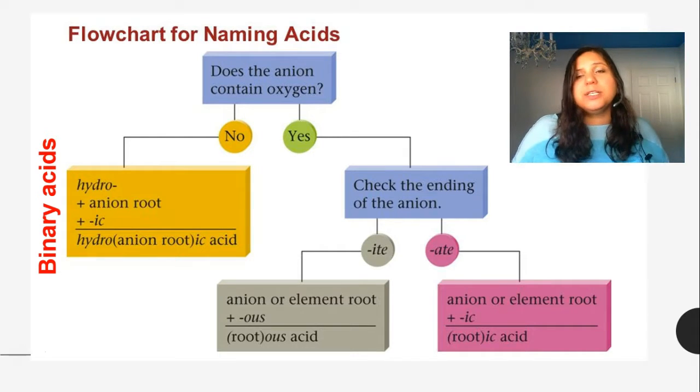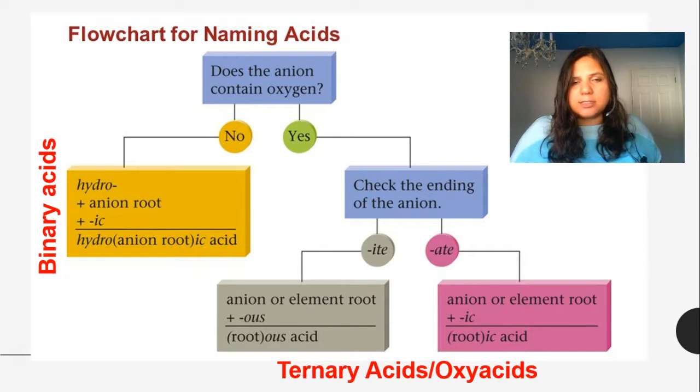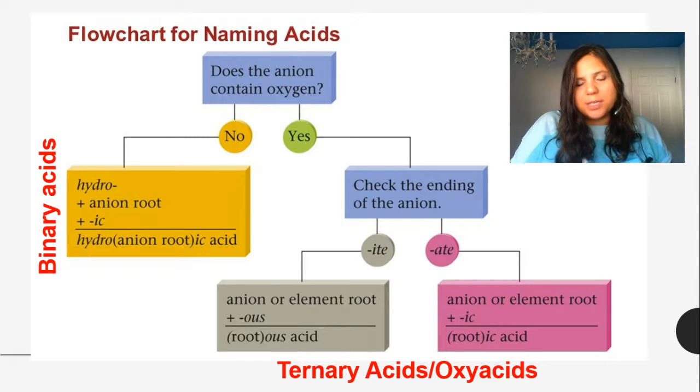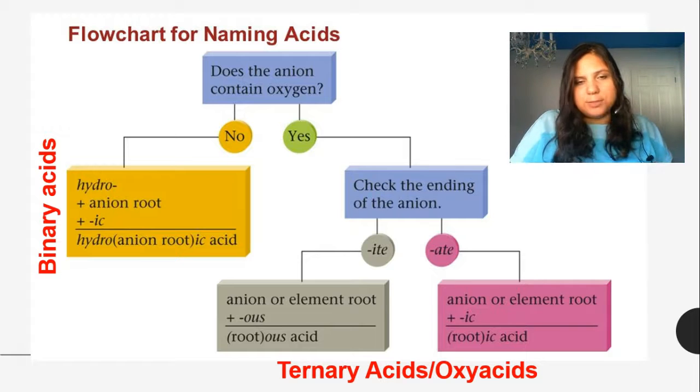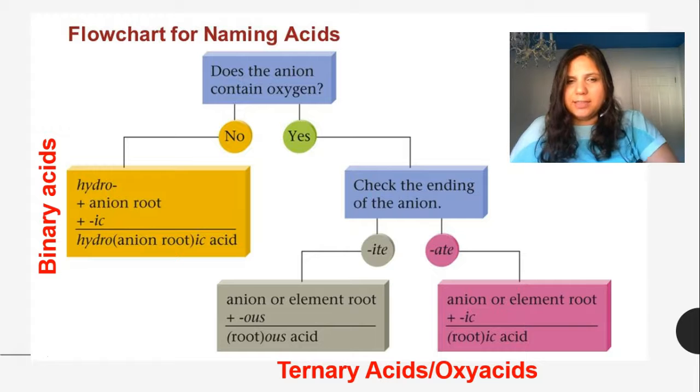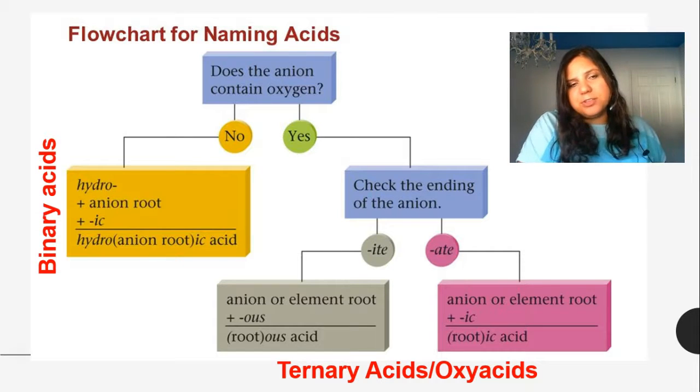If the opposite's true, it does contain an oxygen, then you have what we call an oxy acid, or sometimes referred to as a ternary acid because it has at least 3 elements in it. You're going to look at that acid and figure out what the anion is, so that's everything after the hydrogen. If the anion ends in "ite", then you're going to change the name ending to "ous" and add acid at the end. Notice it does not have the prefix of hydro. That's simply reserved for binary acids.